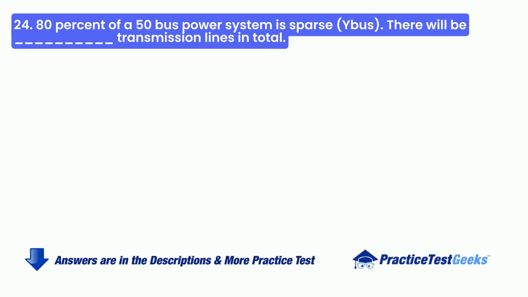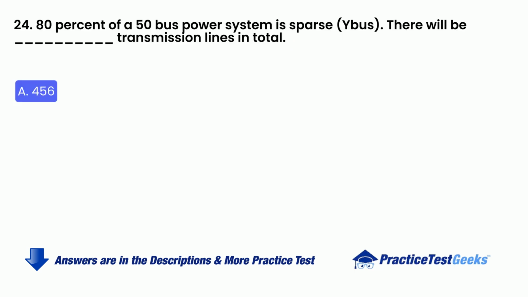80% of a 50-bus power system is sparse. There will be blank transmission lines in total. A. 456. B. 345. C. 225. D. 563.